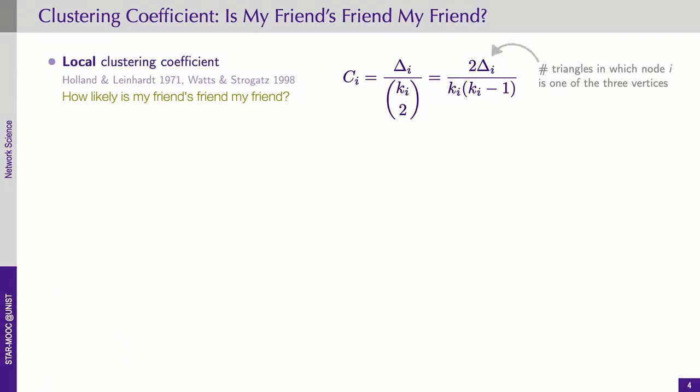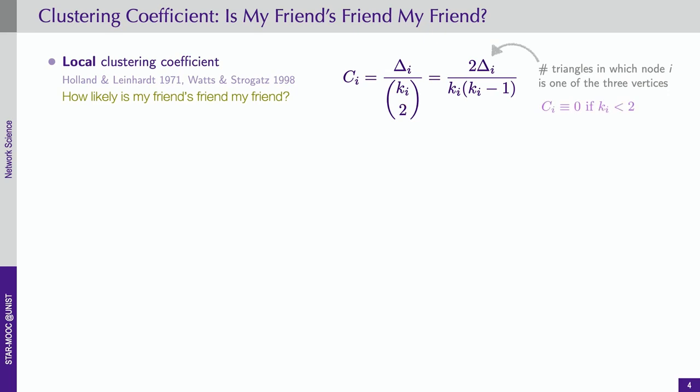Right. Another important metric for a node is the local clustering coefficient, C sub i, here. It captures the probability that my friend's friend is also my friend, which is called transitivity in the context of social network analysis. C sub i is defined as the number of triangles that include node i as one of the three vertices, divided by the total number of potential triangles that can be formed by node i and its neighbors. So the values are bounded between 0 and 1.